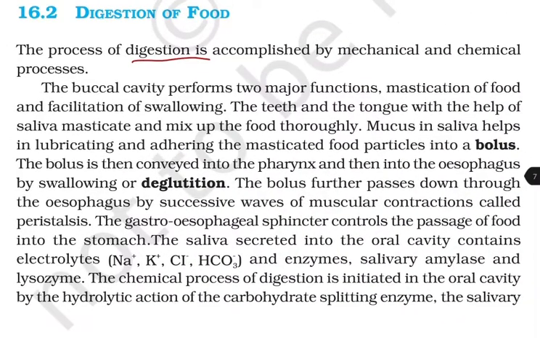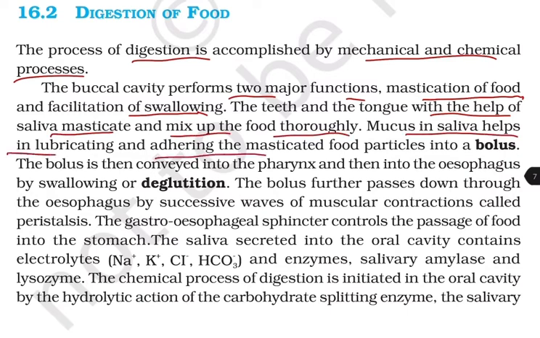The process of digestion is accomplished by mechanical and chemical processes. The buccal cavity performs two major functions, that is mastication of food and the facilitation of swallowing. The teeth and the tongue, with the help of saliva, masticate and mix up the food thoroughly. Mucus in the saliva helps in lubricating and adhering the masticated food particles into a bolus.